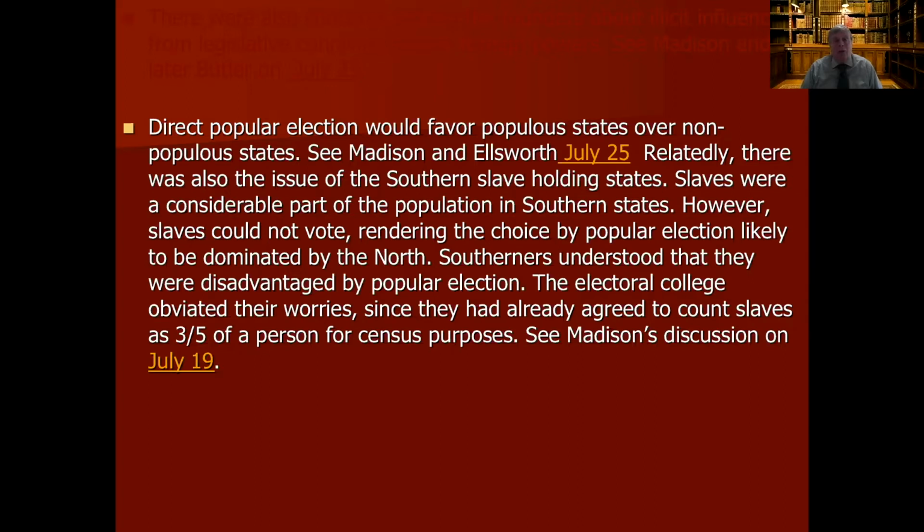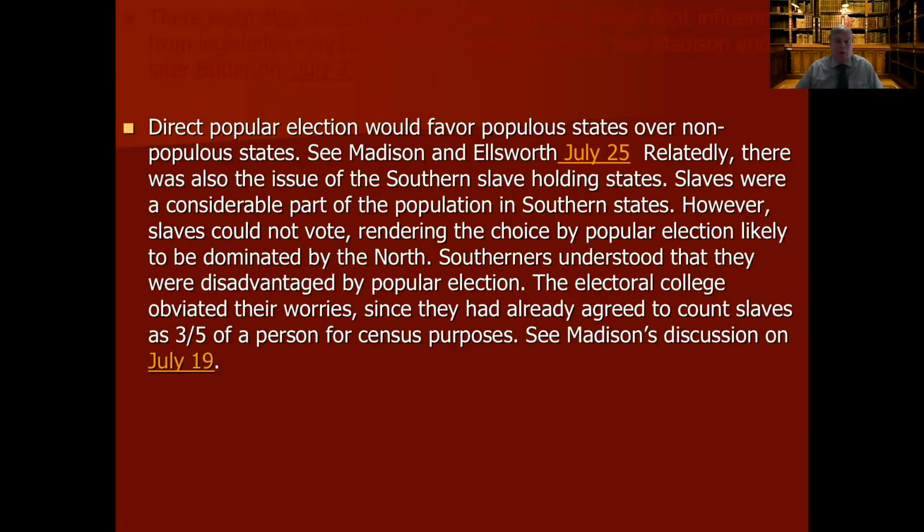Relatedly, there was also the issue of southern slaveholding states. Slaves were a large part of the population in the southern states, but slaves could not vote, rendering the choice by popular election likely to be dominated by the North. Southerners understood that they were disadvantaged by popular election, and the use of an electoral college alleviated their worries because they had already agreed to count slaves as 3/5 of a person for census purposes.